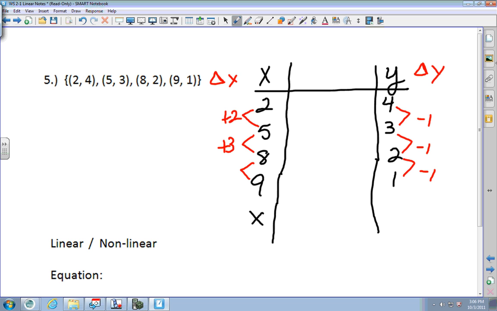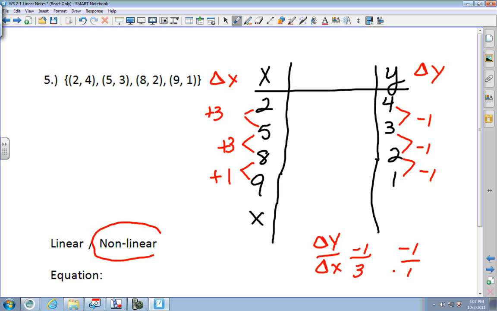Oh, what did I do, plus 2? I was wrong right there. Whew. All right, here we go. That is plus 3. And then this one, that's plus 3. This is plus 3. This right here is only plus 1. Delta y over delta x. I have negative 1 over 3. Then I have the next one, negative 1 over 3, same thing. The next one, though, is negative 1 over 1. These are not the same. This is nonlinear.